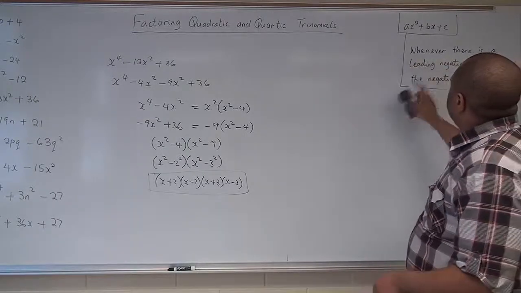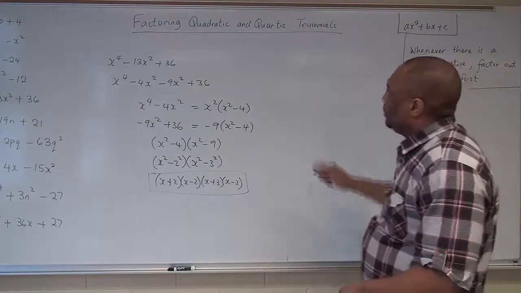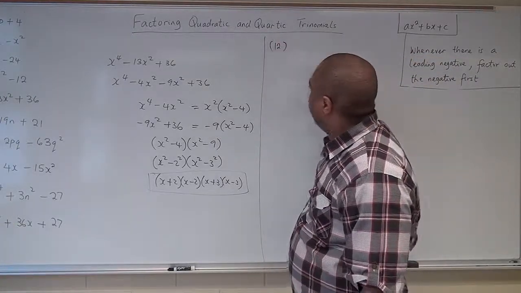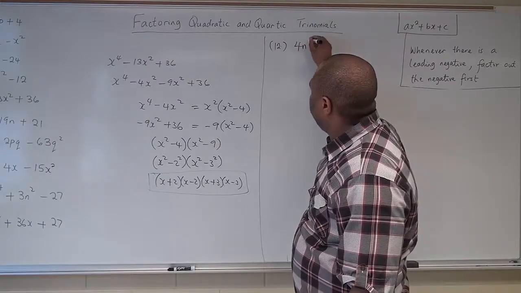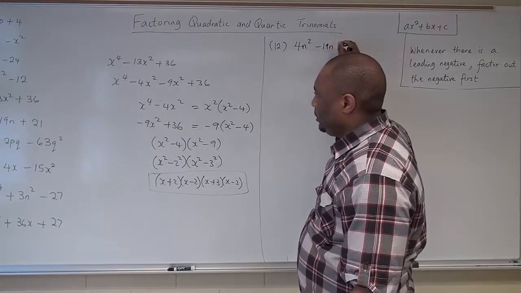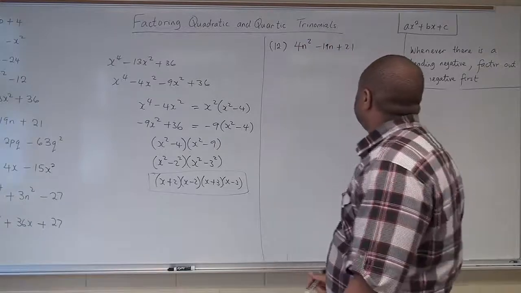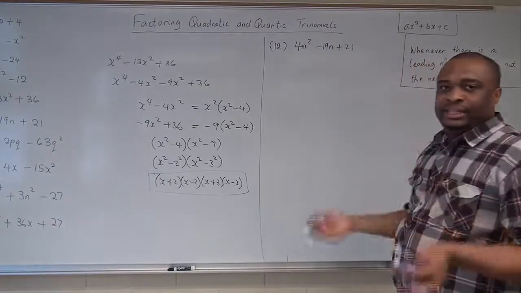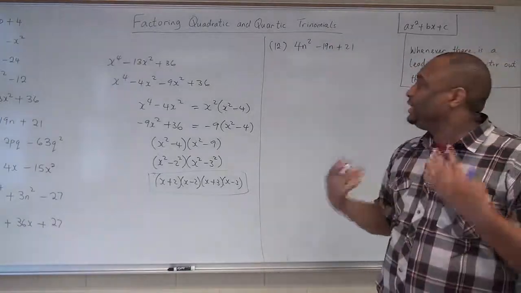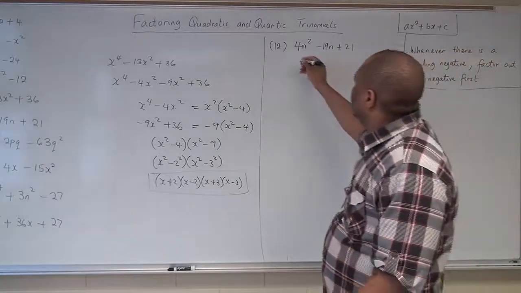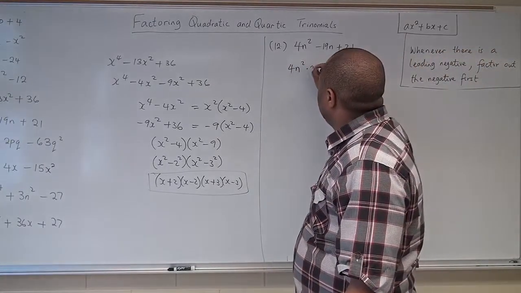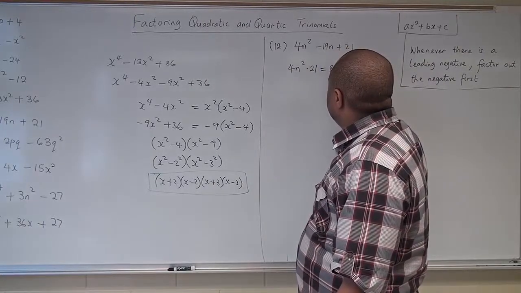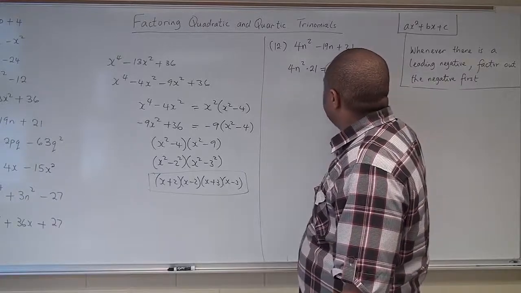So we already know if there is a leading negative, factor out the negative first. Question 12, we have 4n squared minus 19n plus 21. So it is in the general form. We multiply the first and third terms. 4n squared times 21 is 84n squared.